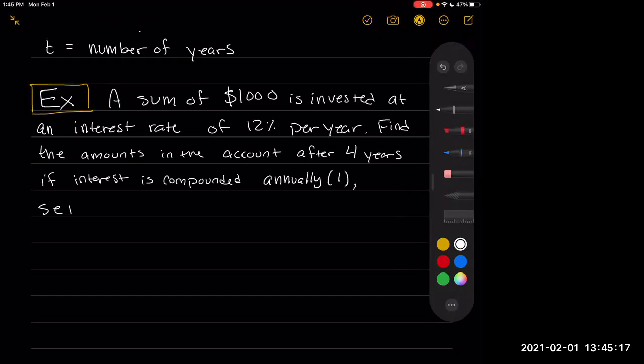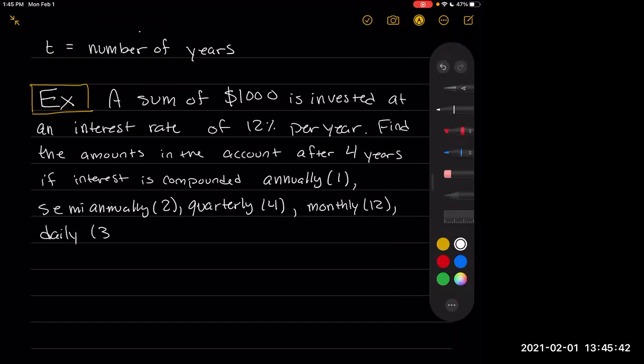semi-annually, which means 2 times per year, quarterly, which is 4 times a year, monthly, which is pretty obviously 12 times a year, or daily, which is 365 times a year.